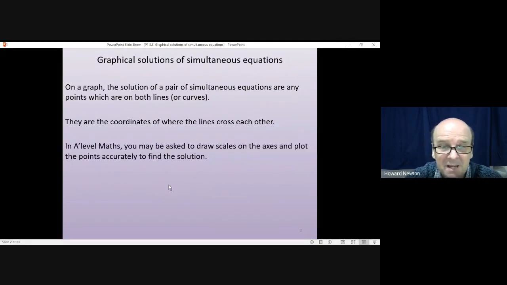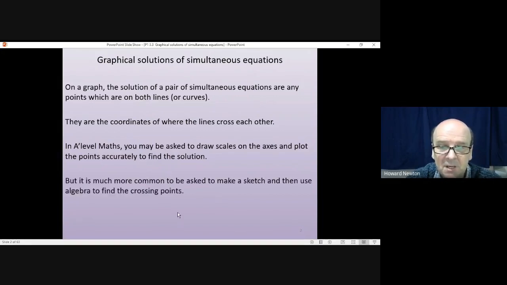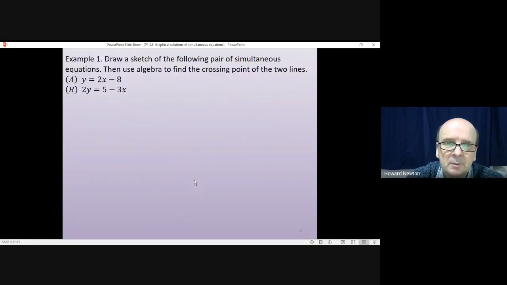It is possible in A-level maths that you'll be asked to draw scales on the axes and plot points accurately, but it is highly unlikely. It is much more likely that you'll be asked to make a sketch and then use your sketch and algebra to find where the lines cross each other. We'll show what all of that means through an example.